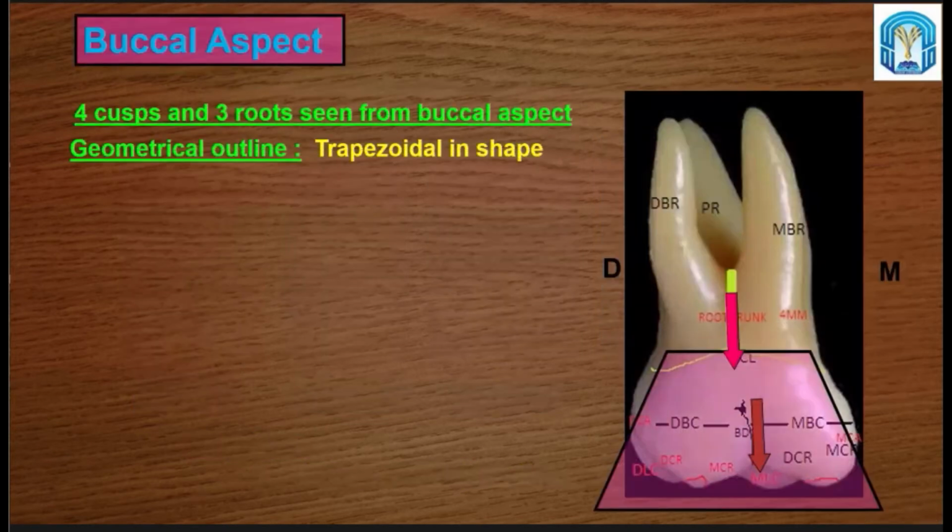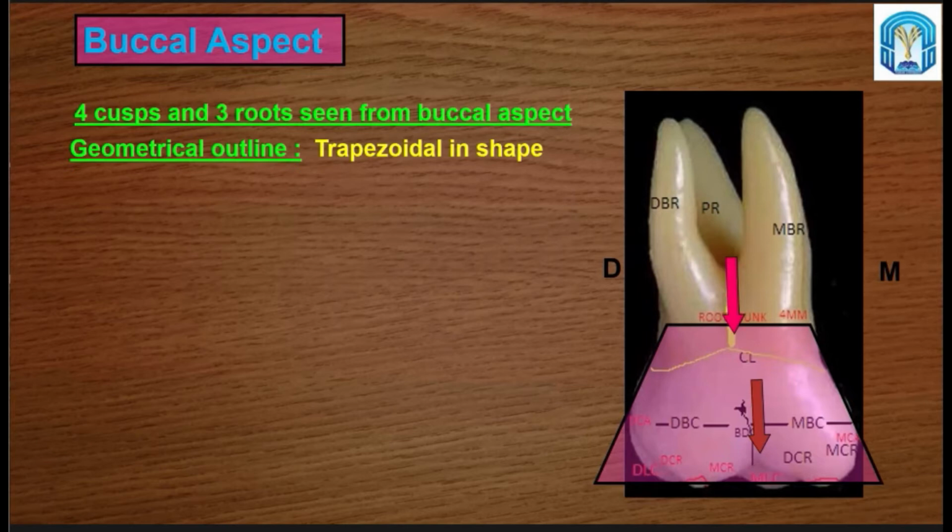Buccal aspect. Four cusps and three roots are seen. All are seen from the buccal aspect. You can see all the features of the tooth. The geometrical outline is trapezoid in shape.